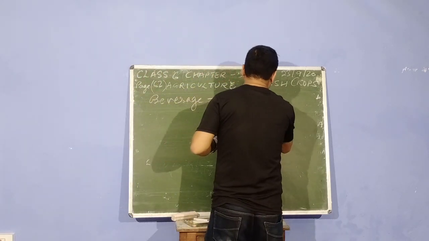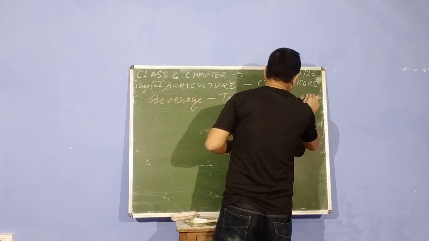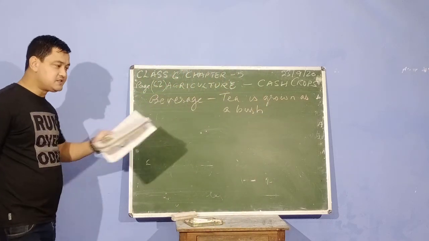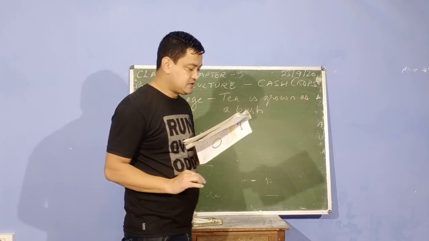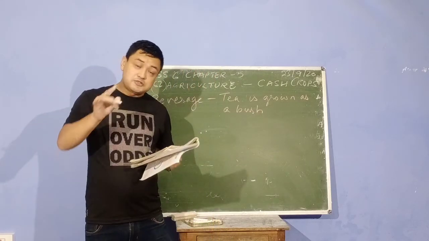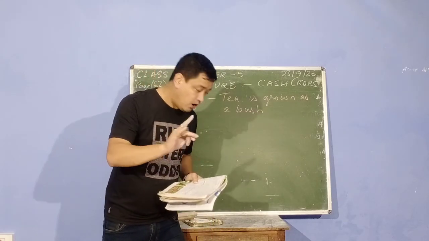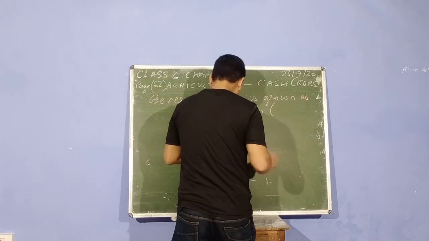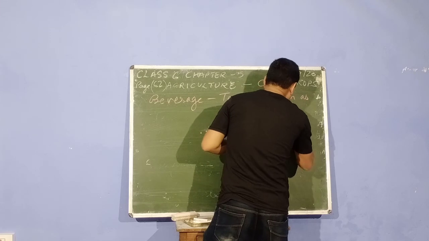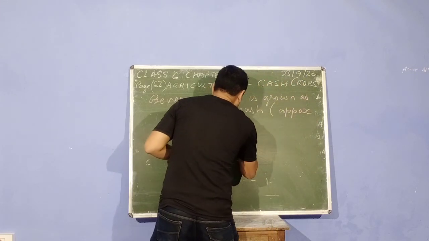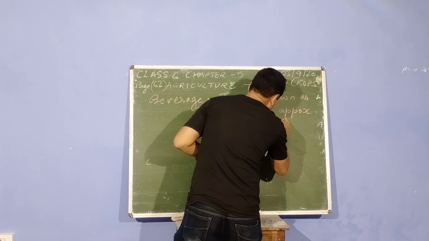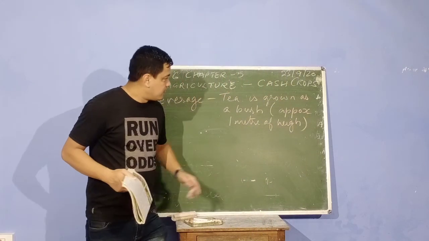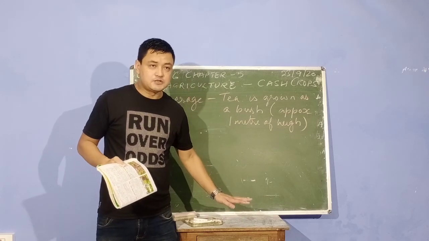Now tea is grown as a bush. Now you can see the sentence here. Tea is grown as a bush. Approximately how many meters of height? 1 meter of height. So approximately 1 meter of height. It is grown up till here only, 1 meter of height.